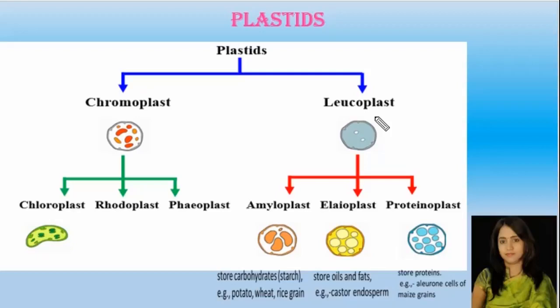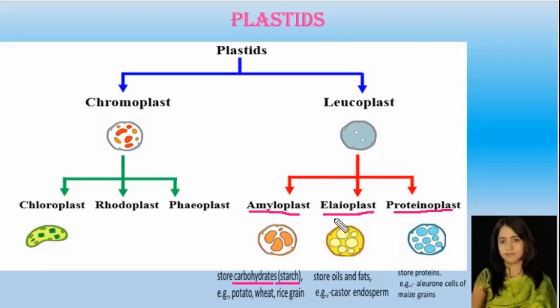Depending upon the type of food they store, the leukoplasts are classified into three types. First one is amyloplasts, second one is elaioplasts, and third one is proteinoplasts, also known as aleuroplasts. The amyloplasts store carbohydrates, that is starch, and hence they occur in potato, which is a modified stem, a modification for storage of food. Then in wheat and rice grains, we can find these amyloplasts.